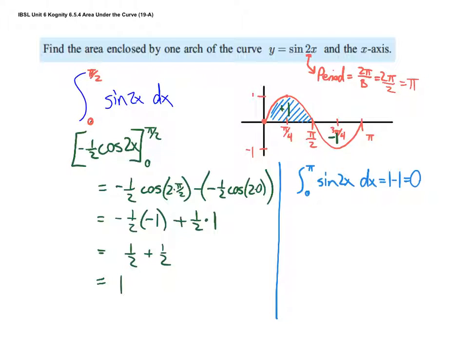Okay? Let's take it one step further. What if I did the integral from 0 to pi of the absolute value of sine of 2x dx? That would be 2. Because it's 1 plus the absolute value of -1, which would not be 0 anymore, it would be 2. Okay?